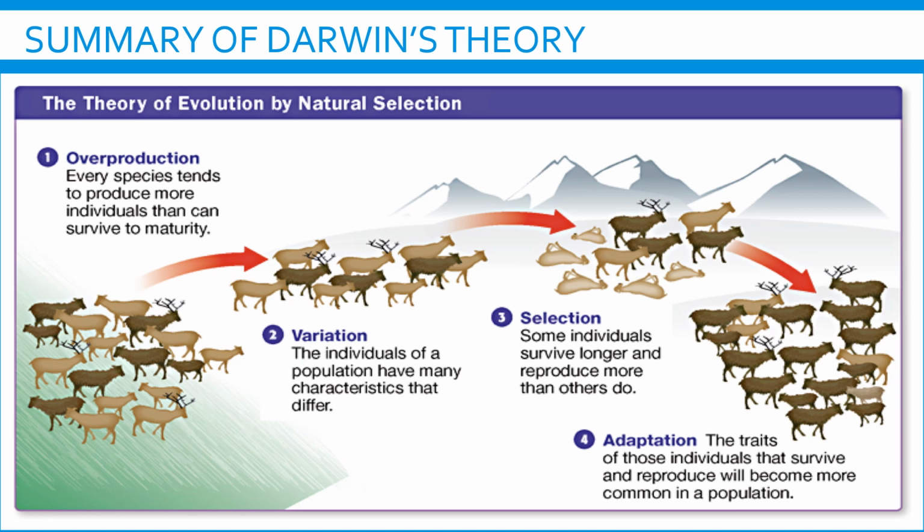This is a summary of Darwin's theory, the theory of evolution by natural selection, which has four key points. That is overproduction: every species tends to produce more individuals than can survive to maturity. Variation refers to the individuals of a population having many characteristics that differ, maybe color, as you can see here, some are dark in color, some are light in color, some have horns, some do not have horns. Then selection: some individuals survive longer and reproduce more than others do. Then adaptation: the traits of those animals that survive and reproduce will become more common in a population, and that trait would be visible in the future generations.